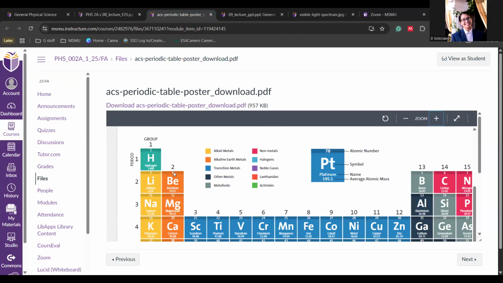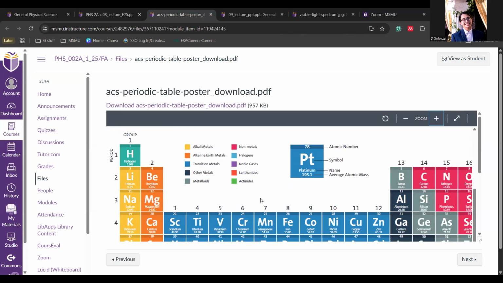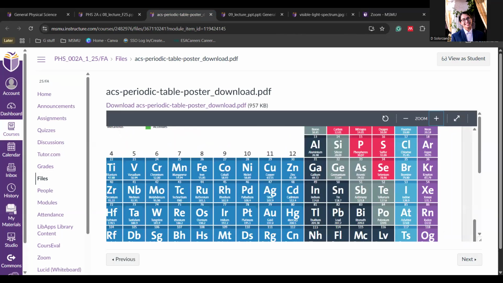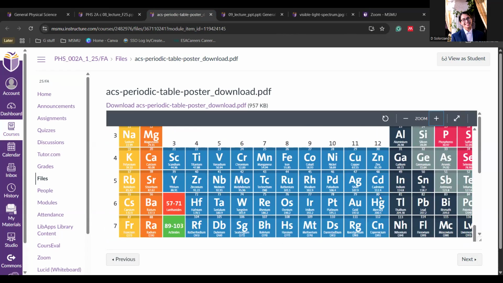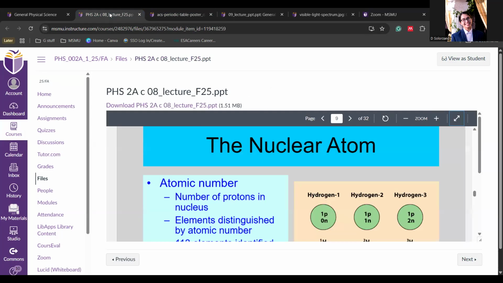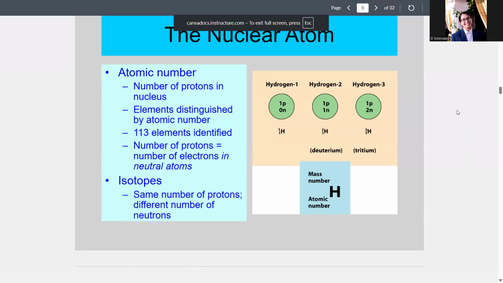So beryllium is 4. That's the number of protons that are in beryllium. Arsenic is 33. There's 33 protons in arsenic. Mercury is 80. There's 80 protons in mercury. So that's just important that you know how to tell how many protons there are just based on the periodic table, because that's what distinguishes the different elements.